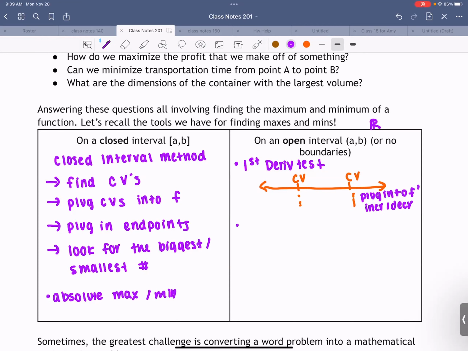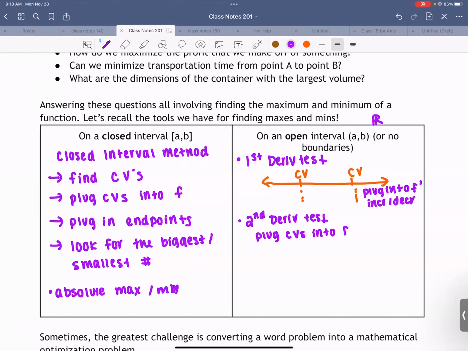Then we had the second derivative test, okay, which is kind of the same. We look for critical values, right? So we plug in critical values, and it's called the second derivative test. So we're plugging things into the second derivative, right? Now, when we plug this in and we get something positive, what does that tell us about a min or max?